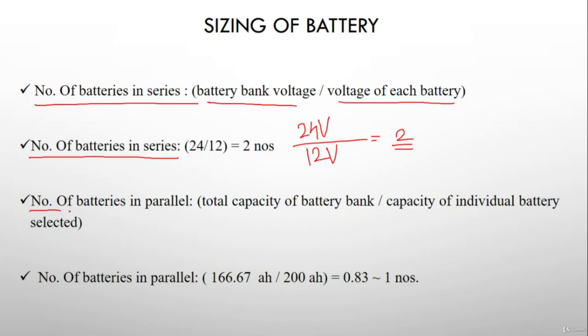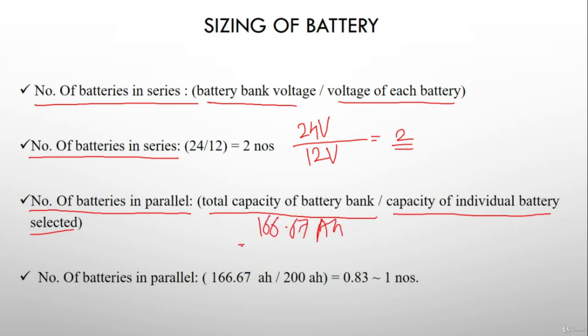Now we are going to see how many batteries are required to be connected in parallel combination. For that purpose, we use this formula: total capacity of a battery bank divided by capacity of the individual battery selected. As per our calculation, total capacity of the battery bank is 166.67 ampere hour, divided by the capacity of the individual battery we have selected, which is 200 ampere hour. By this calculation, we get an answer close to 1. So the number of batteries required in parallel mode is 1.